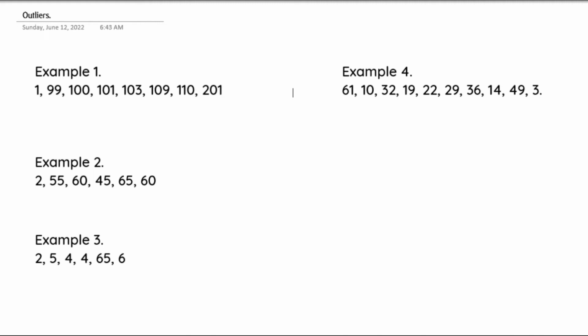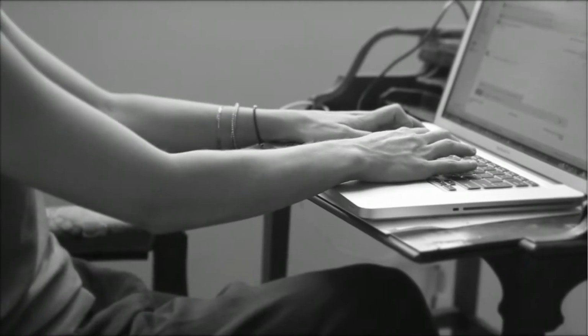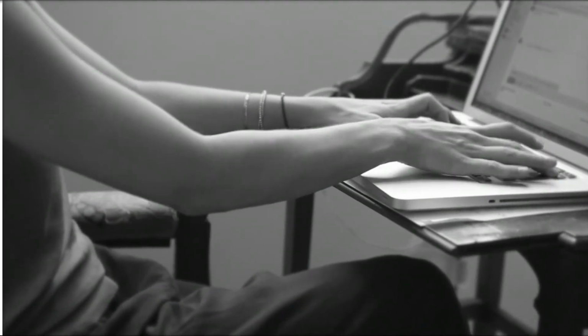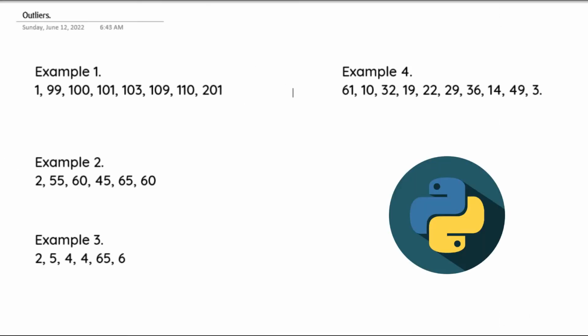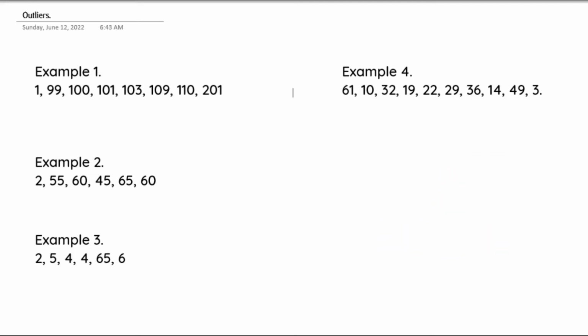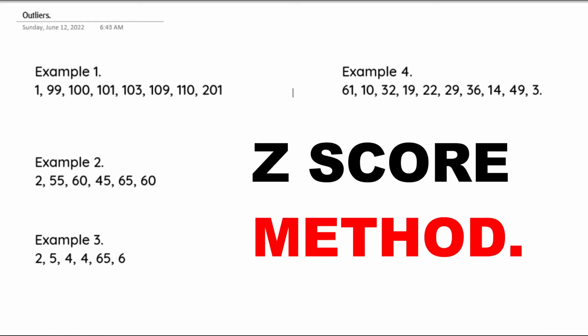That being said, there are several methods that we can use to extract outliers from our data set. In fact, we can use software to extract outliers from our data set. We can use Python, we can use SPSS, we can use Stata, we can use any statistical software available to extract outliers from our data sets. We can also use the z-score method to extract outliers from our data set.